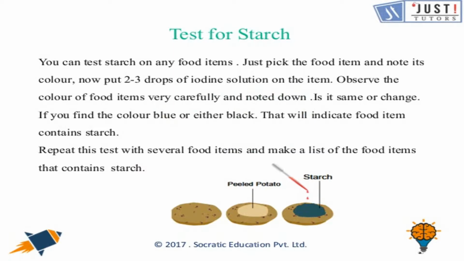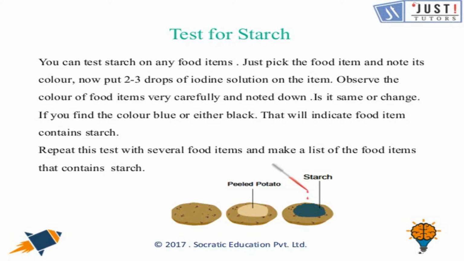To test starch on any food item, you can pick any food item of your choice and just note its initial color. Once you have noted down the initial color of the food product you have chosen, put 2-3 drops of iodine solution on the item. Observe if the color of the food item changes into black or blue. If it changed to black or blue, this indicates that the food item contains starch.